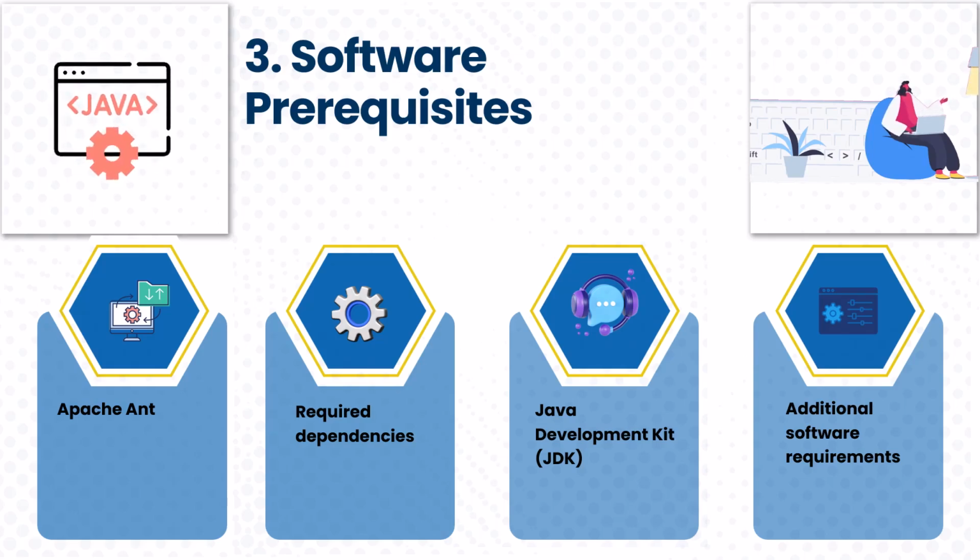No good installation happens without the right ingredients. We need some software prerequisites, like JDK and Apache Ant, to make sure Guidewire Studio runs smoothly. Think of it as baking a cake. You wouldn't forget the flour, right? Let's check off these dependencies before we move forward.